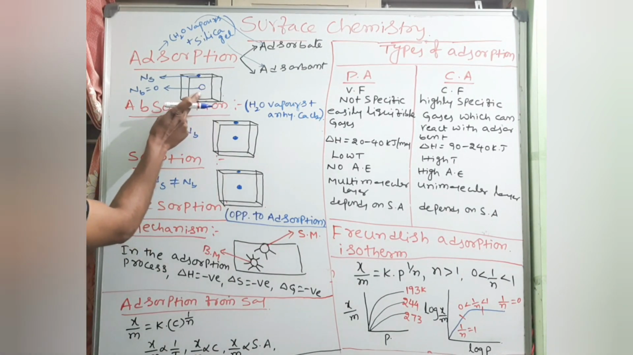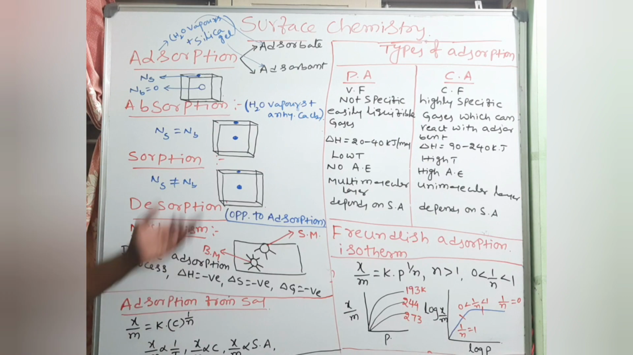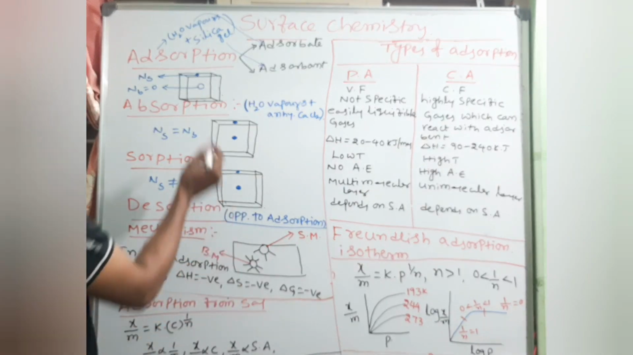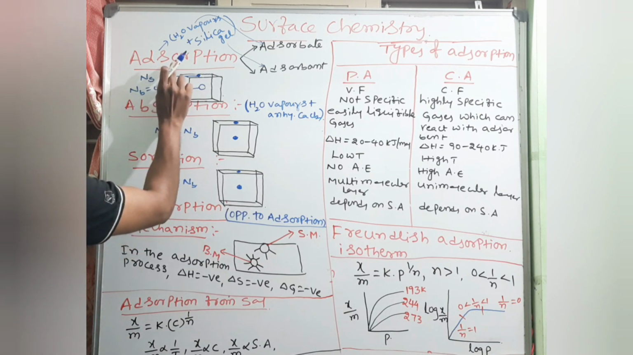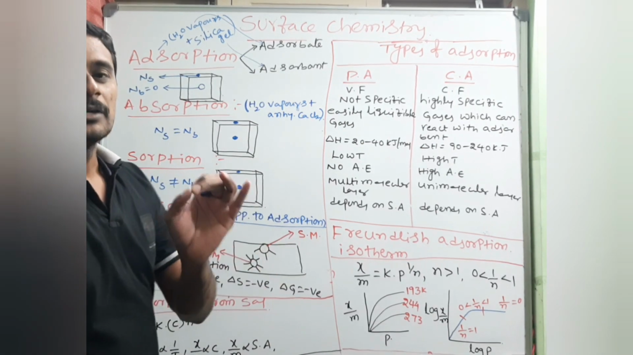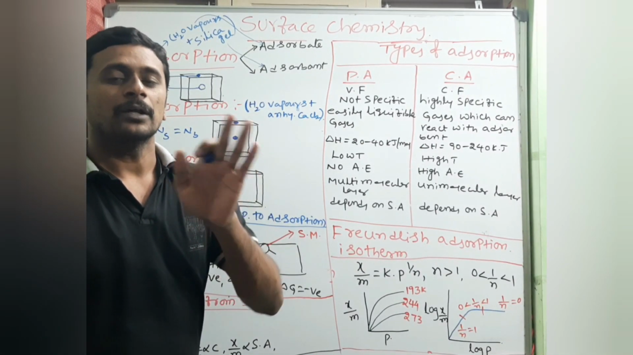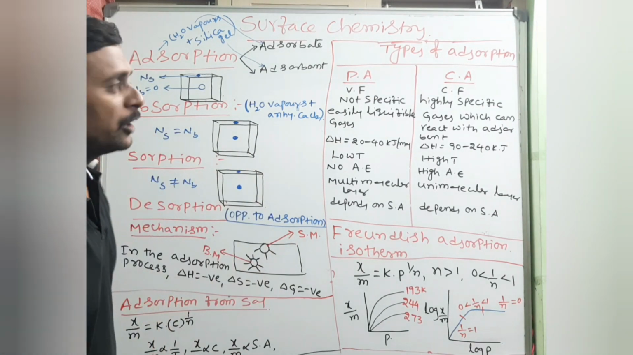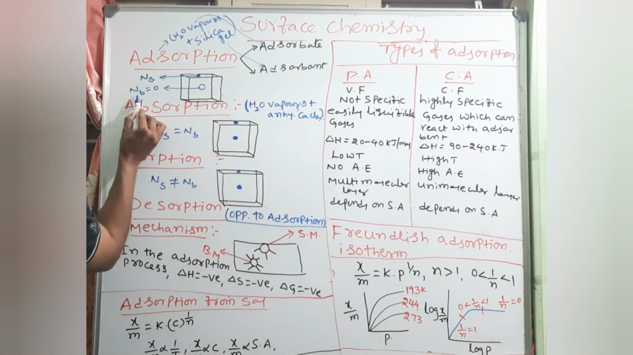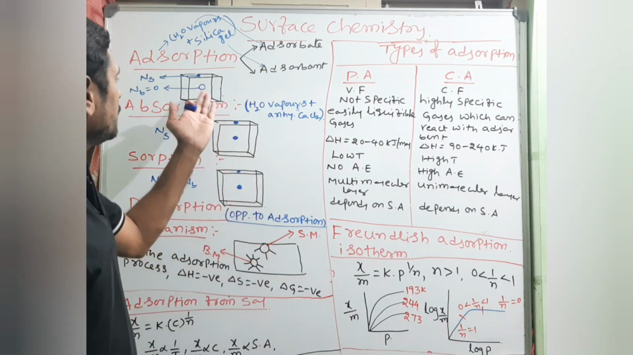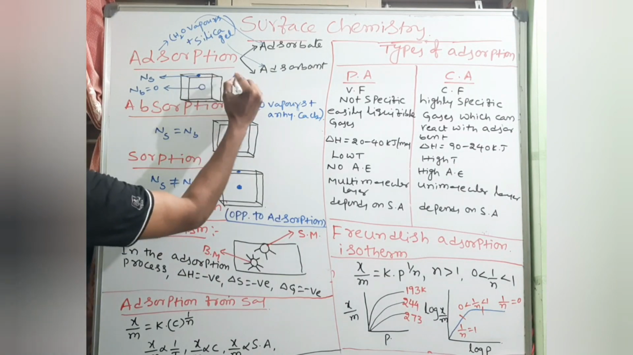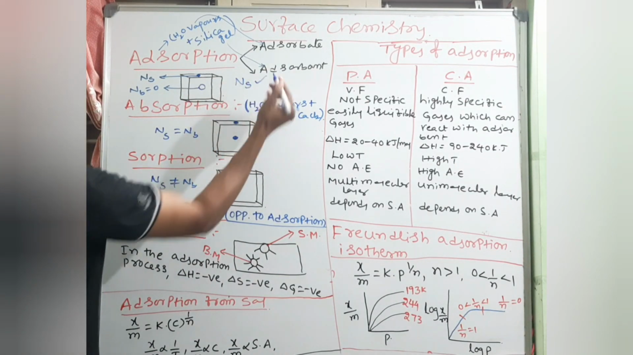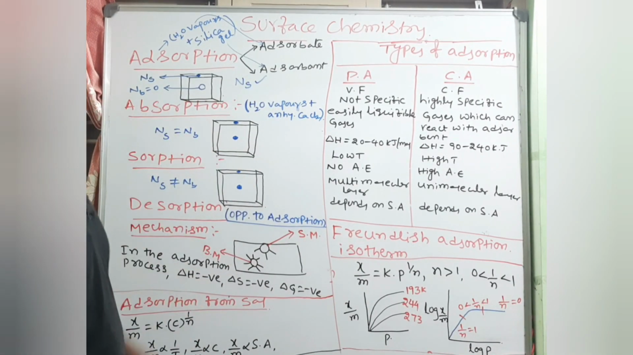For example, take a solid cube. Here NS means surface molecules and NB means bulk molecules. In adsorption, the molecules are accumulated only over the surface of the solid material, so that is NS. Here NB is equal to 0. No bulk molecules are present, only surface molecules.